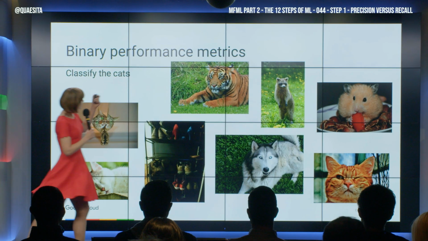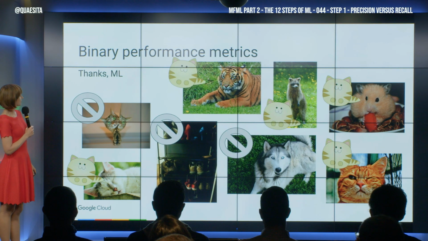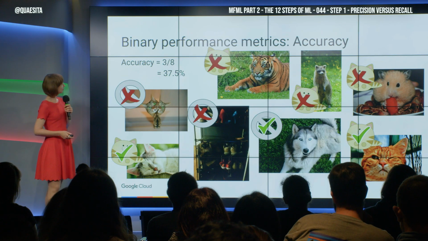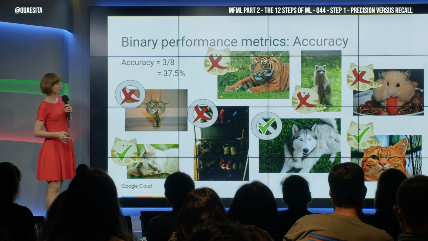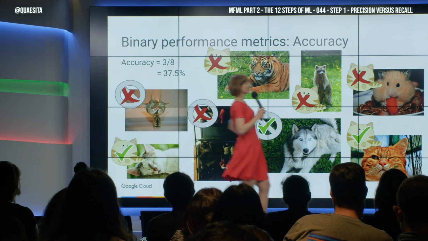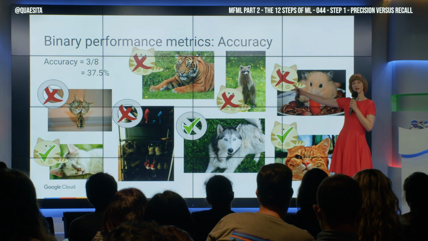Okay, and then we imagine machine learning has a go. Oh dear. Thanks, machine learning. So this is where it says not cat, that's where it says cat. Let's compute accuracy. That's simply how many did we get right. So we got 3 right out of 8. There's our accuracy. Let's practice saying these labels out loud. This one is true positive. How about that one?